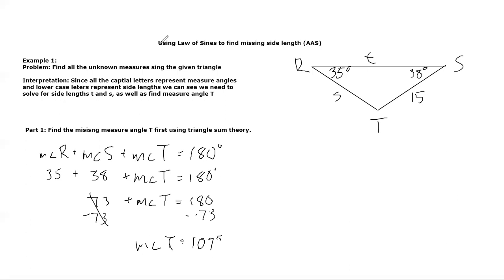So right here, using the law of sines to find the missing side lengths. Now, I want to point something out to you. You guys see this where it says part 1? This problem has 3 answers that you need to find. So naturally, that means there's going to be 3 parts to this problem. This slide is only part 1, right?